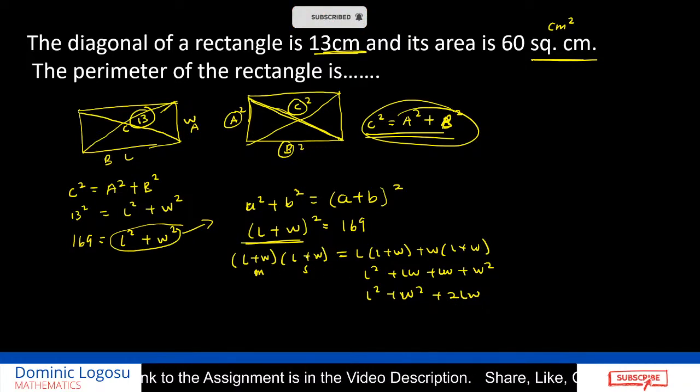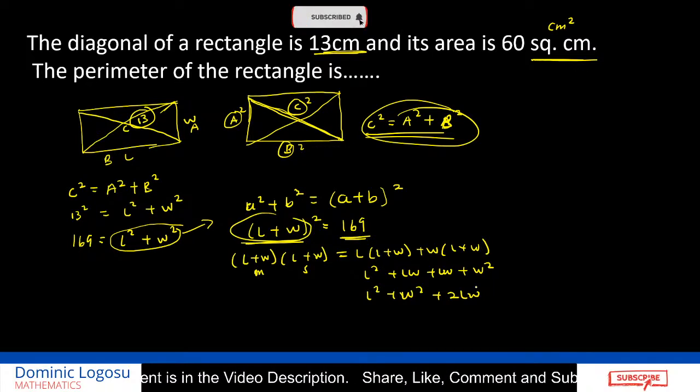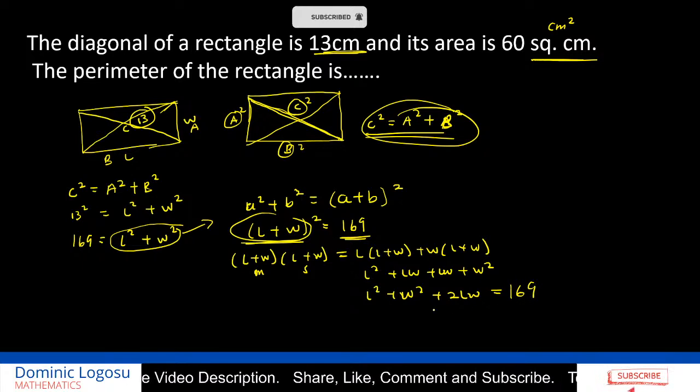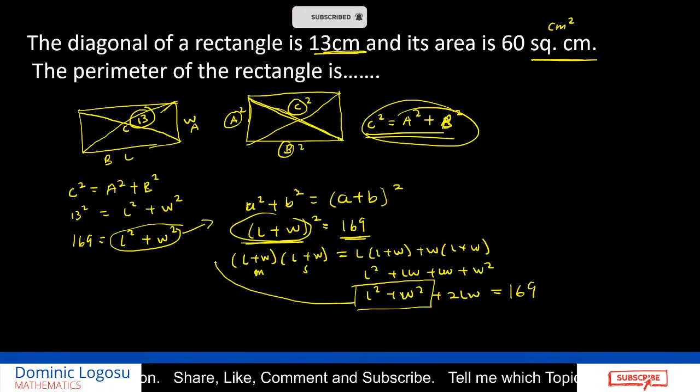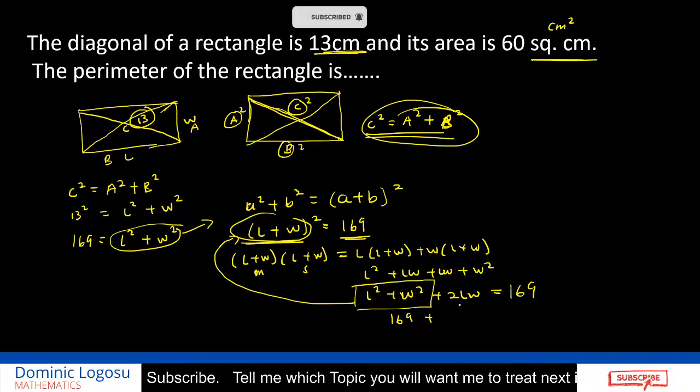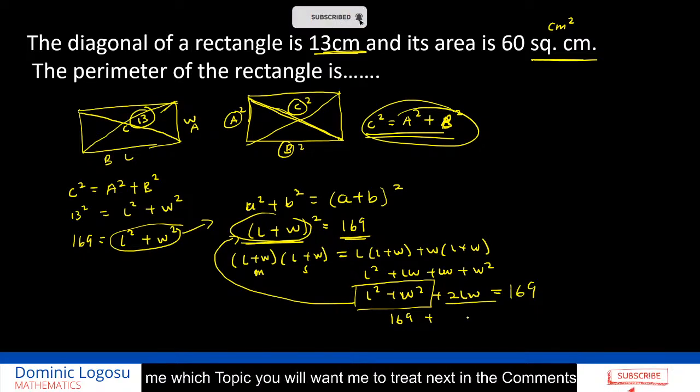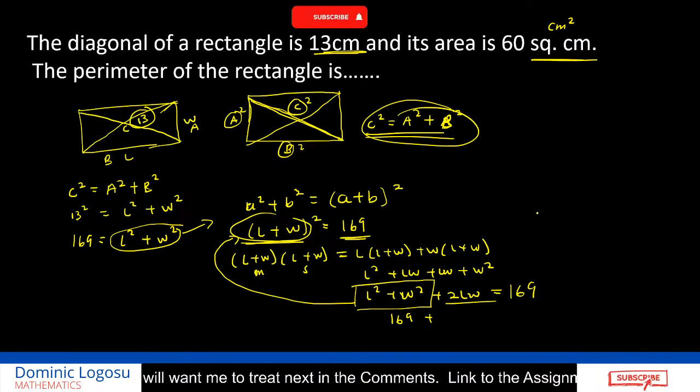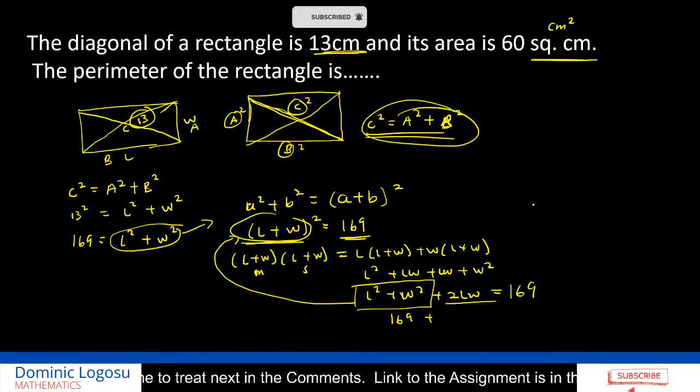Okay, so this whole thing, that's what's going to give us. And remember, this whole thing is actually equal to 169. Now this one, what does it resemble? Doesn't it resemble what we did? It resembles this, right? Good. So it basically means that this would be 169 plus 2LW. Now if it is 169, what square will give us 169? 13. Okay, 13 squared should give us 169.